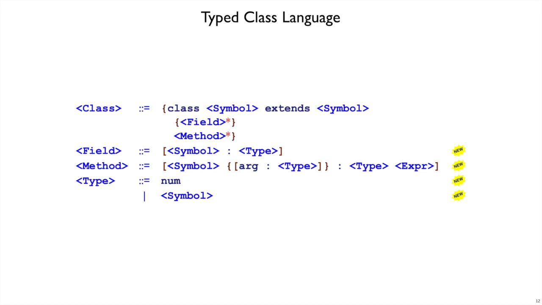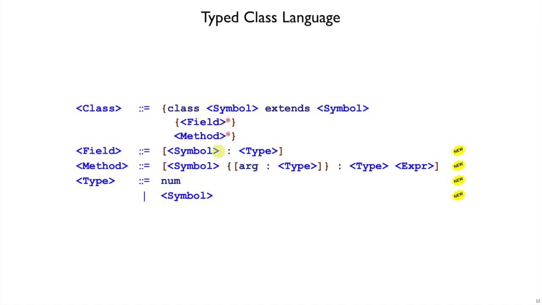To make this work, we're going to change our class-oriented curly, change the syntax of it to add some types. Our types are going to be either num, just like we always have literal numbers in our language, but the other kind of type that we have is a symbol, which will be a class name. So this symbol as a type must be some class that's declared with class and that same symbol.